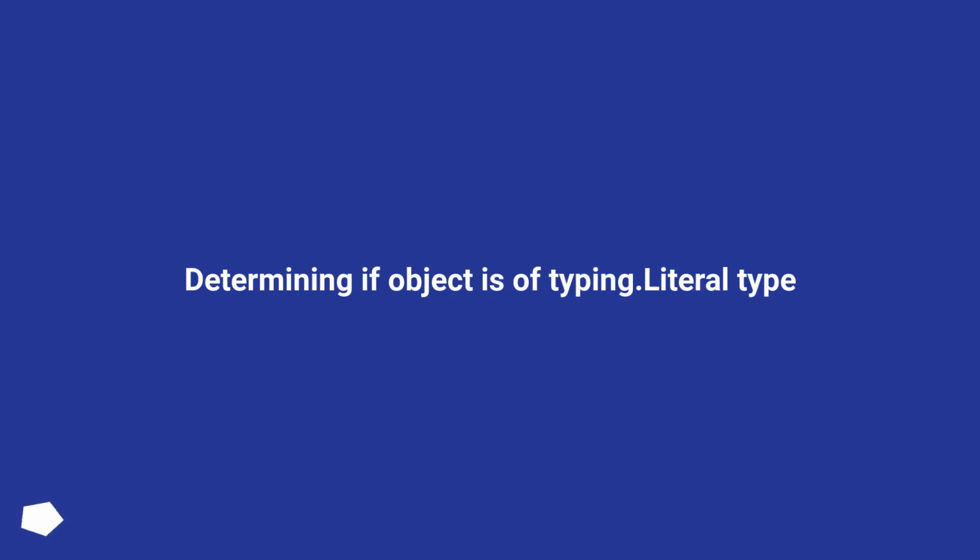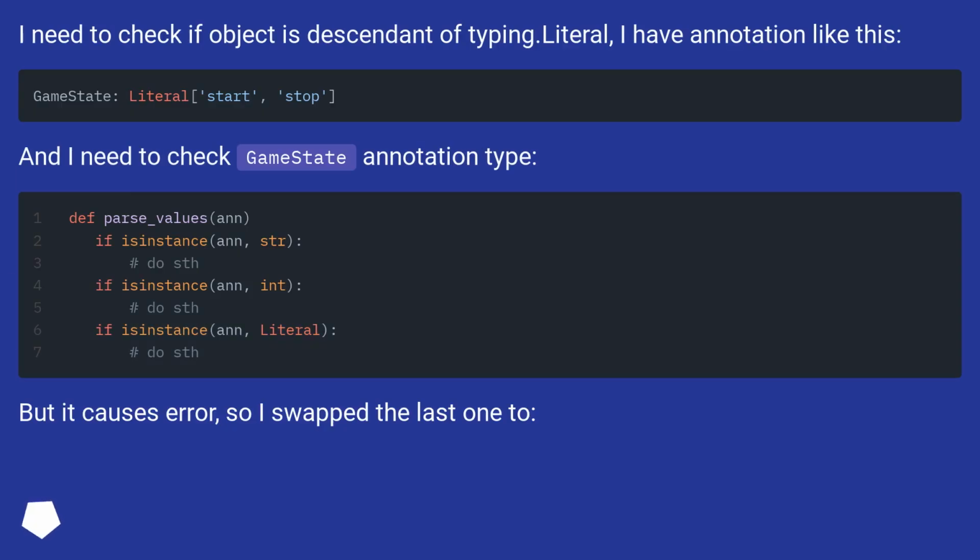Determining if object is of typing.Literal type. I need to check if object is descendant of typing.Literal. I have annotation like this. And I need to check GameState annotation type.